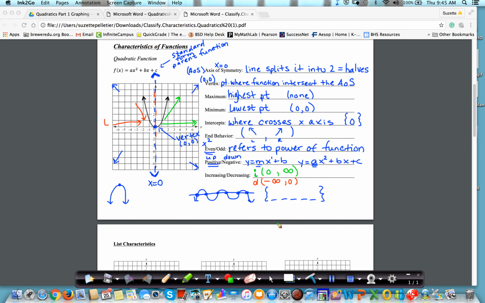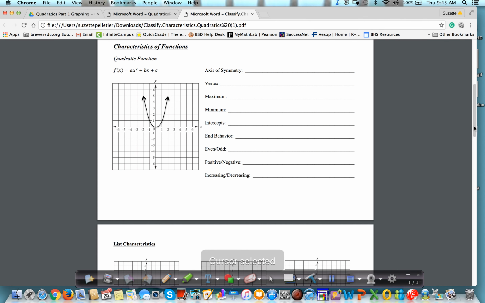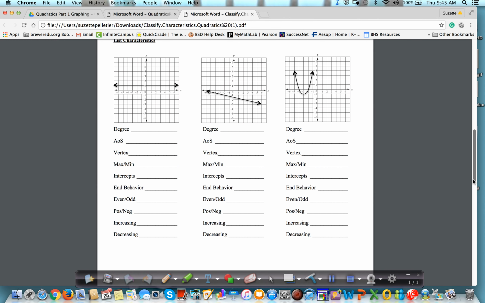Okay, so now what we're going to do on the next page is practice a couple, writing down some characteristics and figuring out what kinds of graphs we're dealing with. So we're going to look at the second page, or third page, I don't know what page I'm on now. Characteristics, here we go.